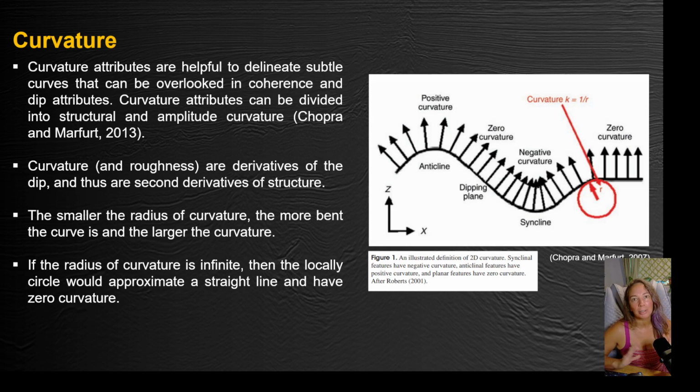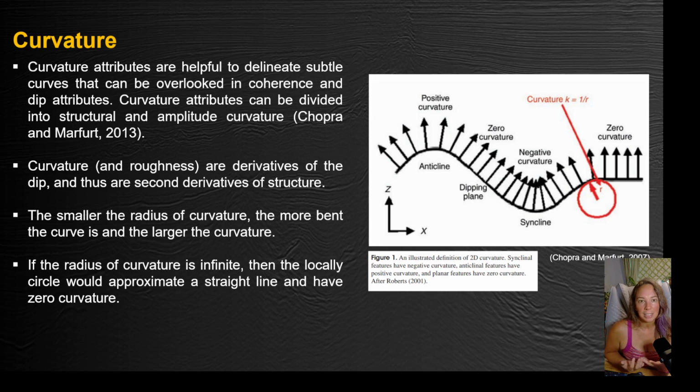So curvature is a great attribute that can often be a lot to look at first, but I encourage you to try it out. Curvature helps you delineate subtle curves that can be overlooked in coherence and dip attributes. I love this image from one of Chopra and Marfurt's many textbooks, where we're looking at curvature, sometimes called roughness in some attribute packages, but they're the derivative of dip. And so they give you information about the curvedness of the surface.